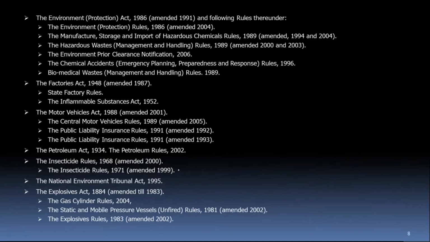The rules include the Environment Protection Act, the Factories Act, the Motor Vehicles Act, the Petroleum Act, the National Environment Tribunal Act, and the Explosive Act. These acts not just ensure a healthy environment for the workers, but also take into consideration the environmental hazards posed by the installation of pipelines. These include the safety of motor vehicles and the substances which are disposed of during pipeline installation.